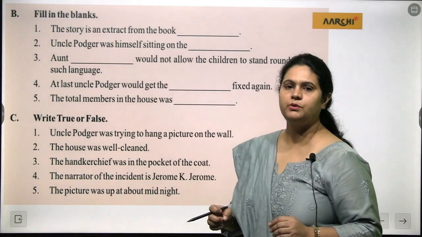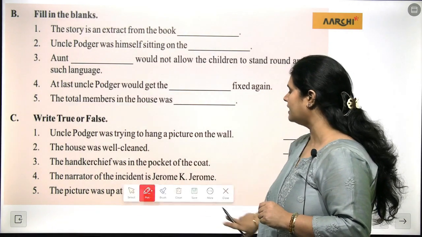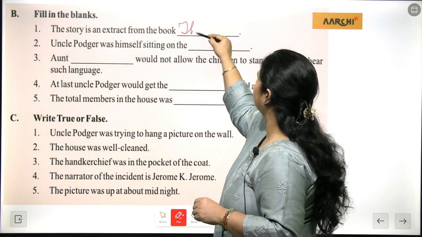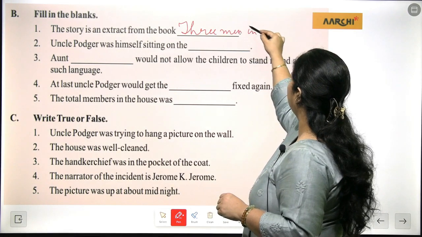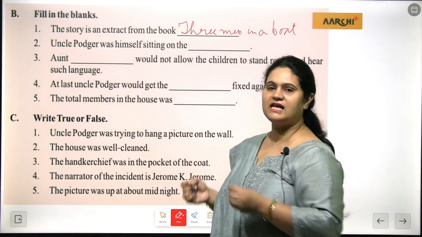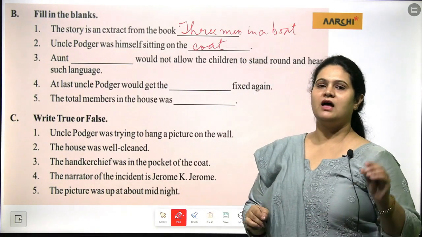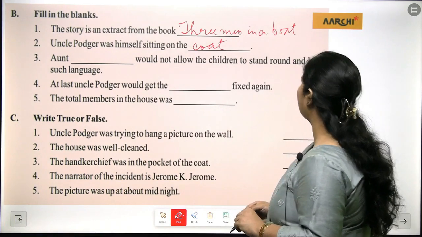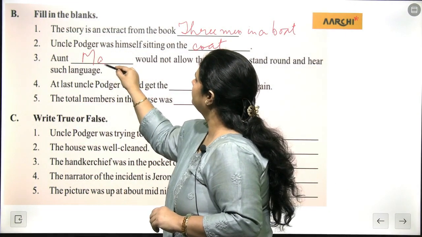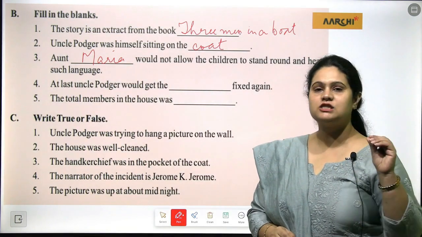So children, let's start doing these fill in the blanks. Number 1 says, the story is an extract from the book Three Men in a Boat, right? Uncle Podger was himself sitting on the coat, right? He was sitting on the coat. Aunt Dash would not allow the children to stand round and hear such language. So, Aunt Maria. Number 4, at last Uncle Podger would get the spot.